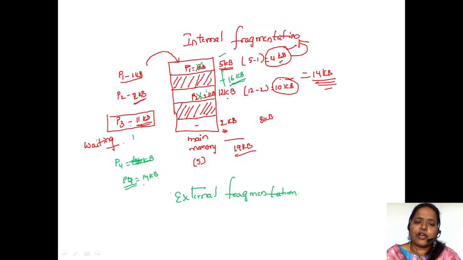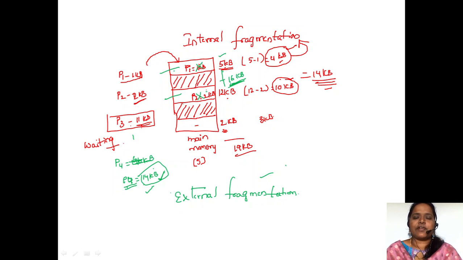Totally the space left is 16 KB. But here we need only 14 KB of memory. So can we accommodate this 14 KB over here? No. Why? Because this is not contiguous. External fragmentation means even though we have 16 KB of memory, we can't allocate space for the 14 KB process P4, because this memory is not in contiguous fashion. So this is known as external fragmentation.